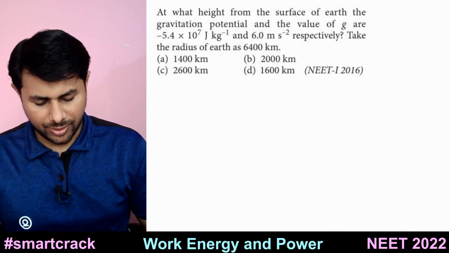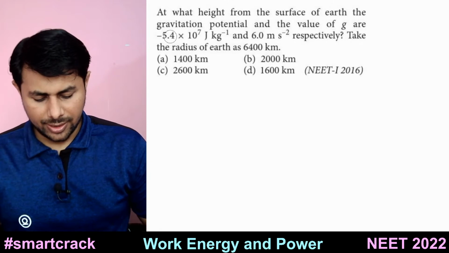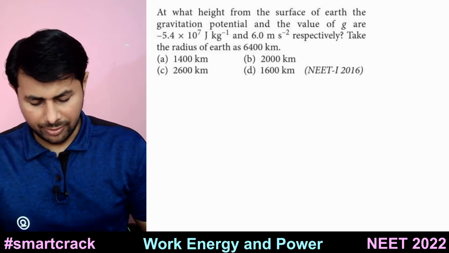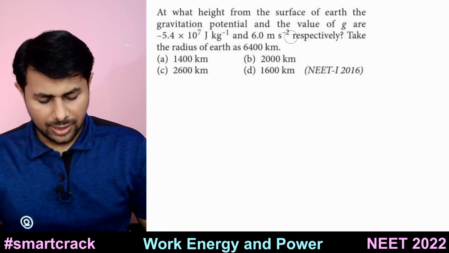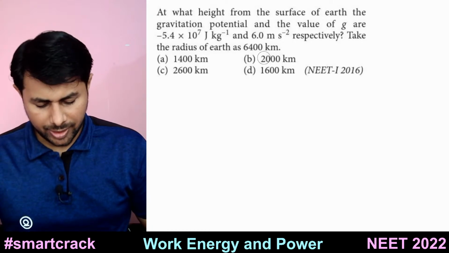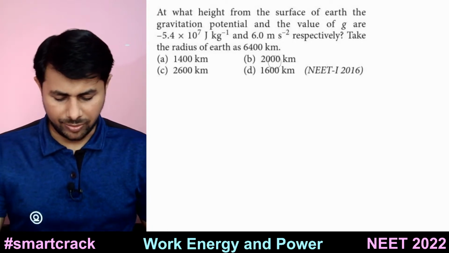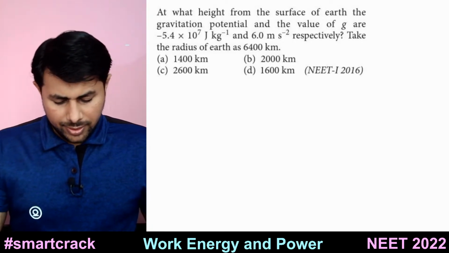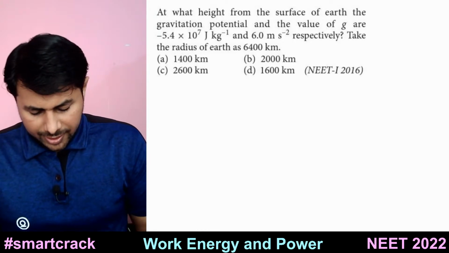At what height from the surface of Earth will the gravitational potential and the value of g be, this is potential, this is g, respectively. Take the radius of Earth as 6,400 kilometers. So let's try to solve this.